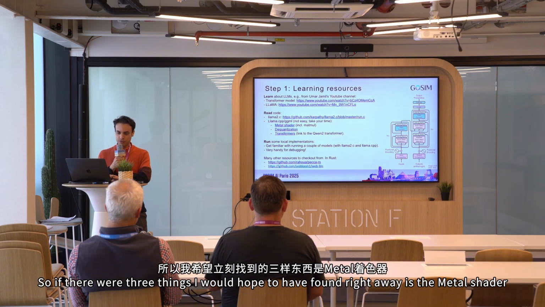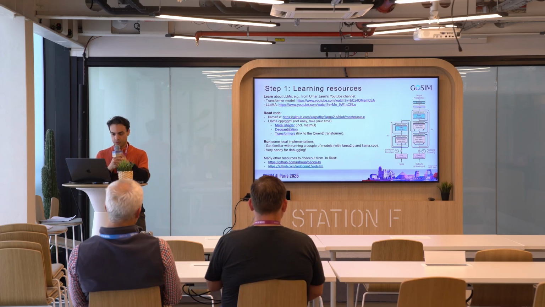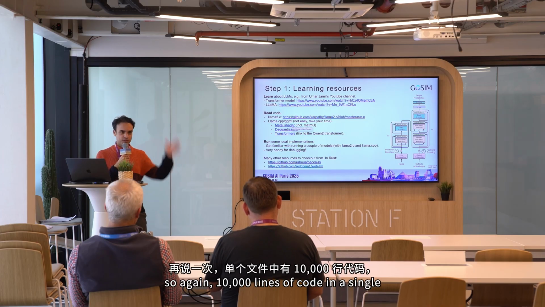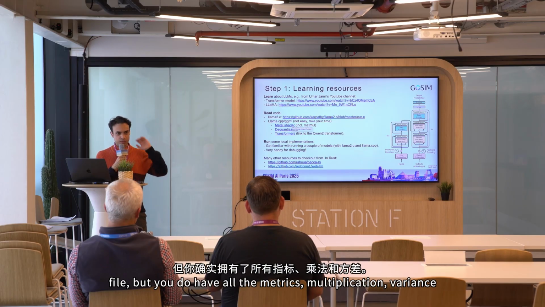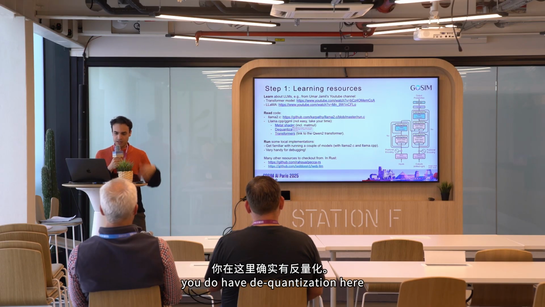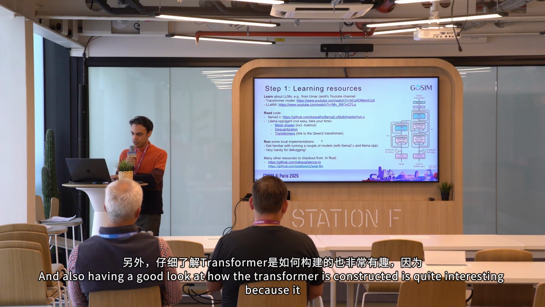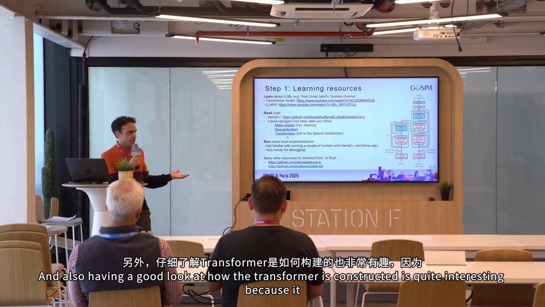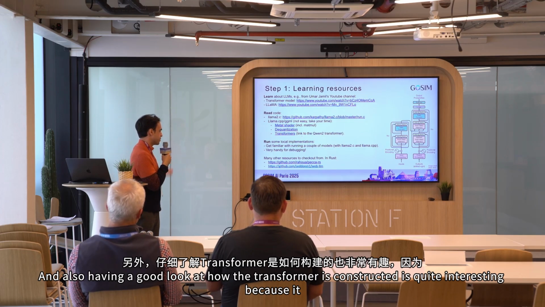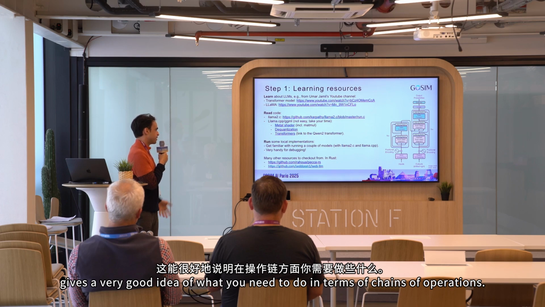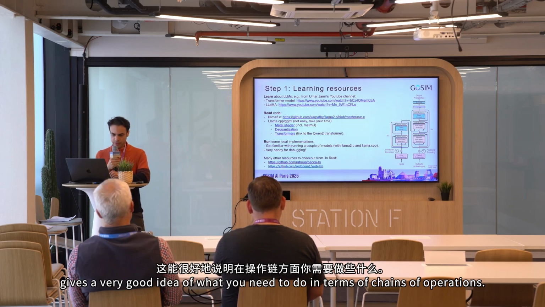So if there were three things I would hope to have found right away, it's like the Metal shader, the MSL shader for macOS, which includes everything. So again, 10,000 lines of code in a single file, but you do have all the matrix multiplication variants, you do have dequantization here, you have everything. And also having a good look at how the transformer is constructed is quite interesting because it gives a very good idea of what you need to do in terms of chains of operations.